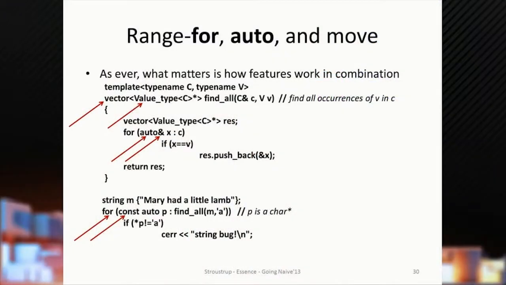And I implement it by taking a local variable and I fill it up. I use the new range for loop, and I say for all x's in C, and x of course is of the type of the elements in C. The compiler knows that, so I don't have to tell it. That's what auto says, and it's a reference because I wanted to collect information of where they were. If x equals v, put a pointer to it onto res, and when we are finished, we return res.